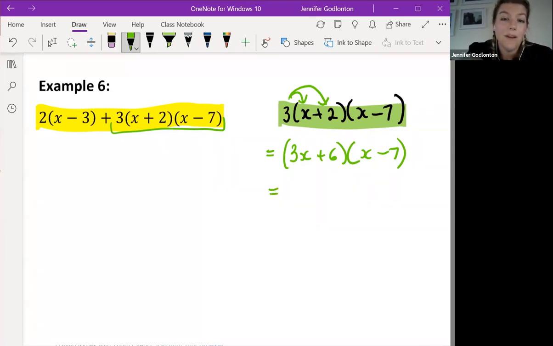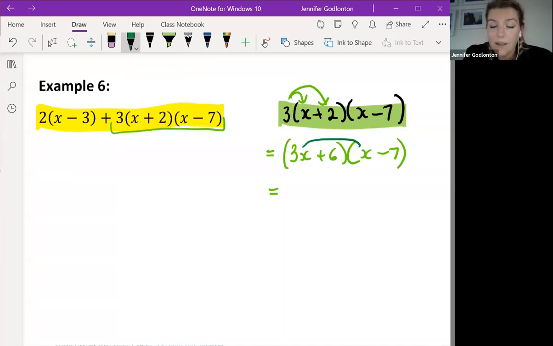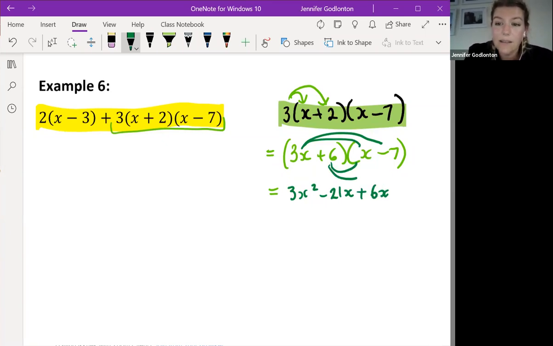Now I'm going to do my FOIL. So I'm going to say 3x times x, which gives me 3x squared. 3x times negative 7, which gives me negative 21x. 6 times x, which gives me positive 6x. And 6 times negative 7, which is negative 42. Oh my goodness, that's not it. 6 times 7. Guys, I've completely blanked. 42. That's right, right? Yes. Sure, my maths brain just had like an explosion.